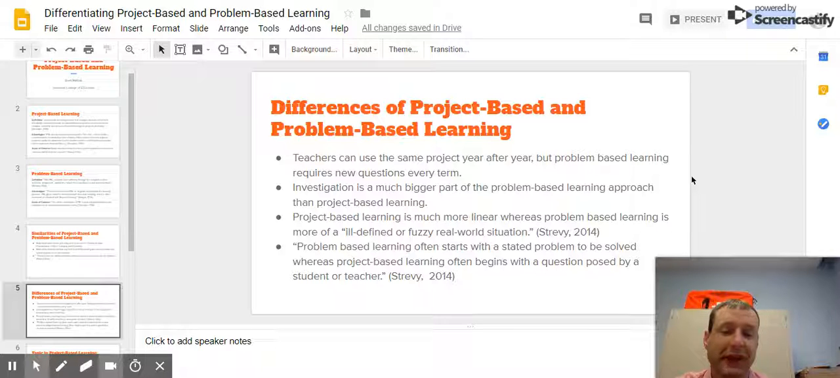Stravi also mentions that problem-based learning often starts with a stated problem to be solved, whereas project-based learning often begins with a question posed by a student or teacher. And this is where I got a little hung up, because I thought project-based learning was with a problem, even though problem-based learning goes with a stated problem to be solved.